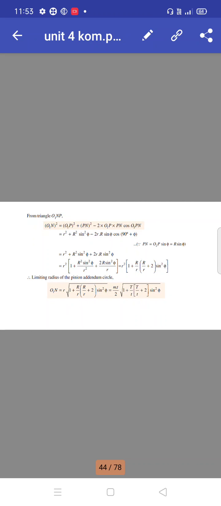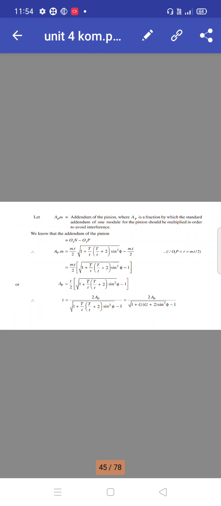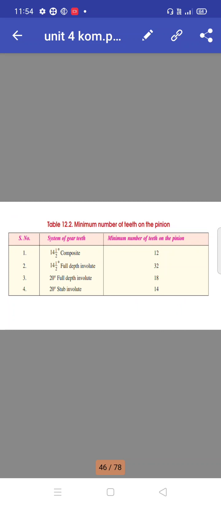From the given diagram we have to extract the formulas. Limiting radius of pinion addendum circle O1 n is equal to r root of 1 plus capital R by small r into r by r plus 2 sine square phi, which is equal to mt by 2 root of 1 plus capital T by small t into t by t plus 2 into sine square phi. So from which we can calculate the values.